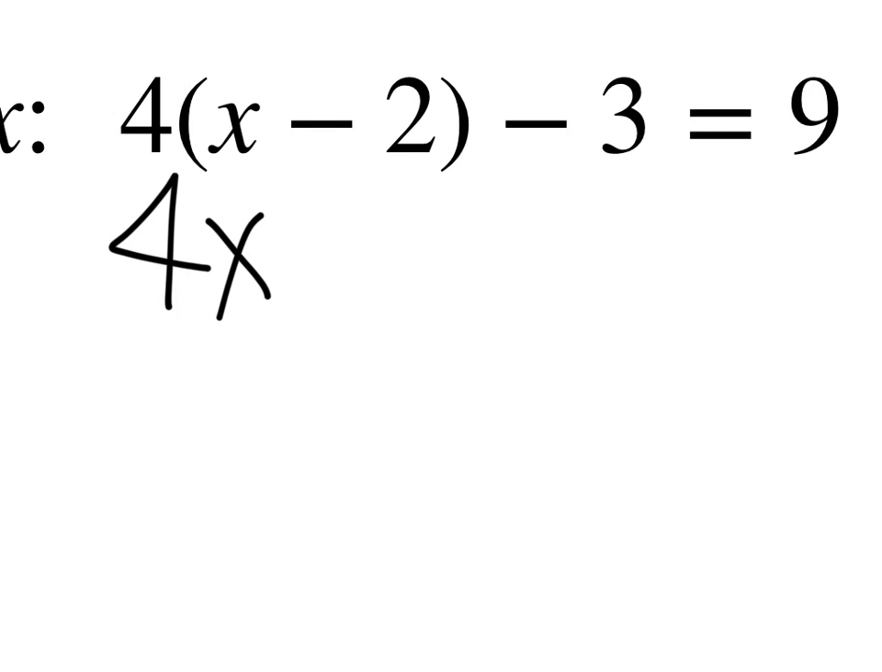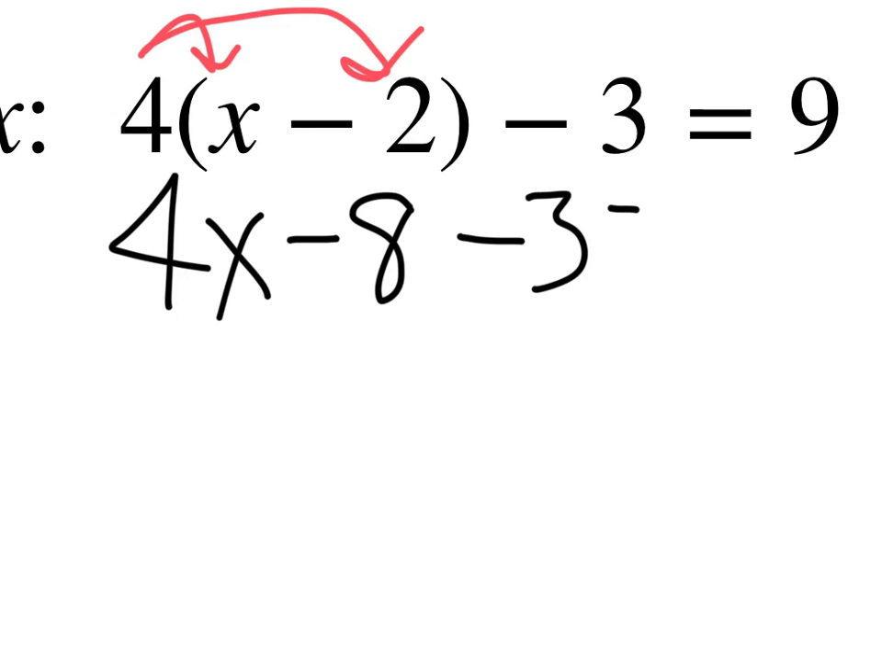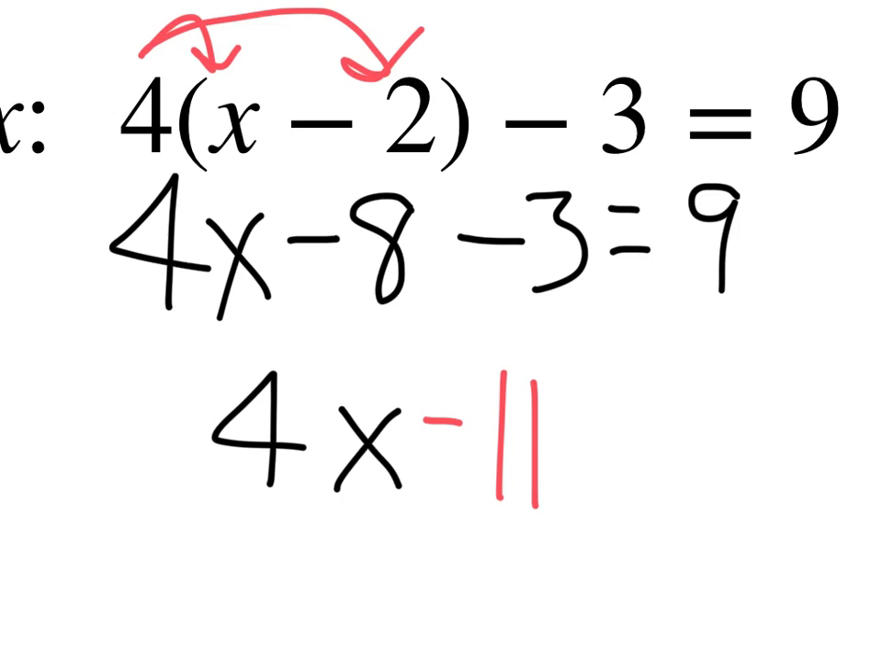We can draw little arrows to help us. Then 4 times negative 2 is going to give us negative 8. We're then going to bring this down: minus 3 equals 9. So let's continue. I see that we have some like terms, right? We can address this. Negative 8 minus 3 is going to give us minus 11. And then this is equal to 9.